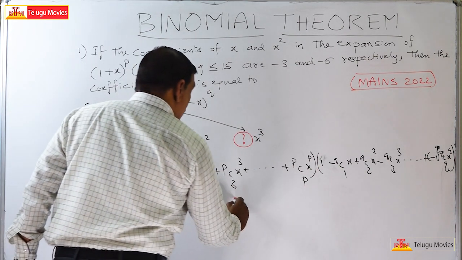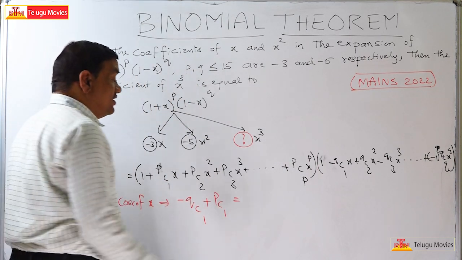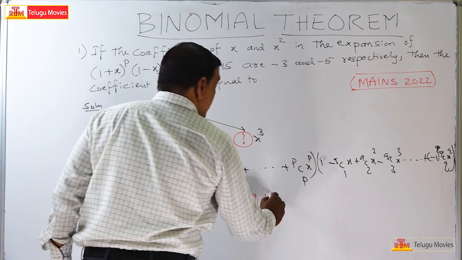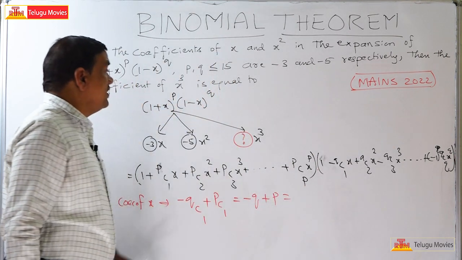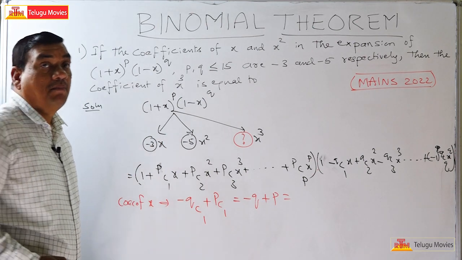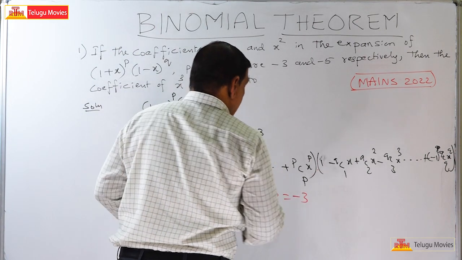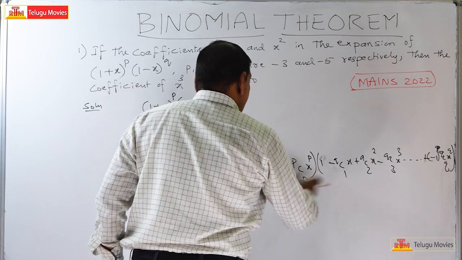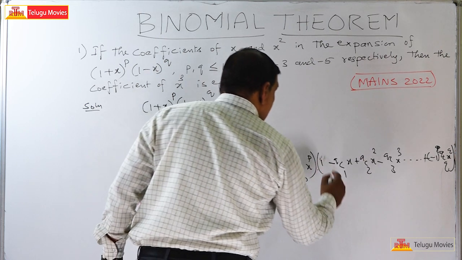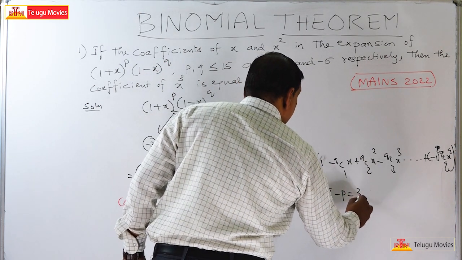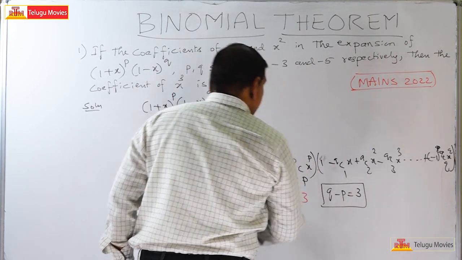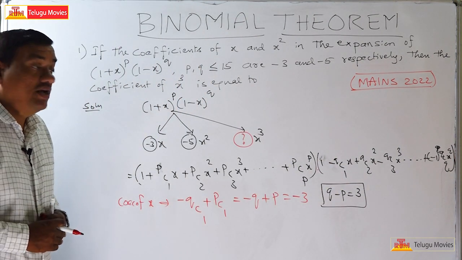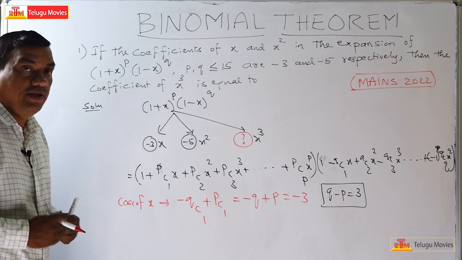So, this is equal to minus QC1 is equal to minus Q plus PC1, means how much P. This is equal to, what is the coefficient of x given? Minus 3. You will get minus 3. Therefore, P minus Q is equal to minus 3. Otherwise, you multiply with minus 1. So, Q minus P is equal to 3. So that is a relation we got in Q and P.